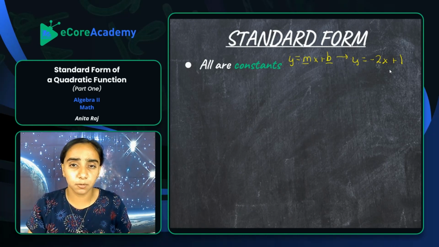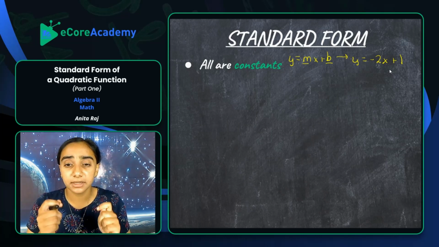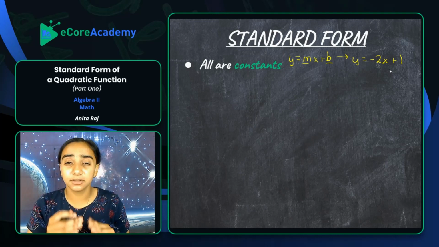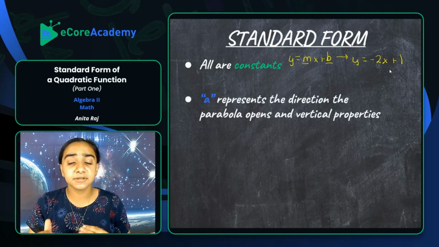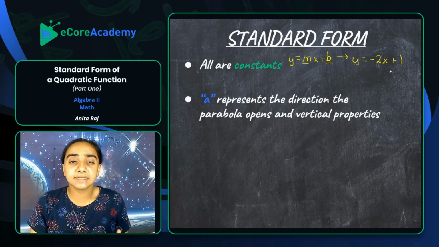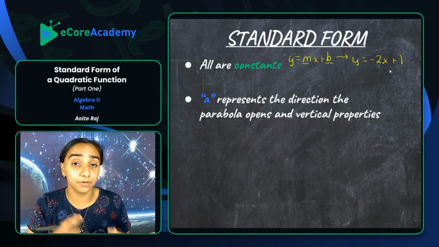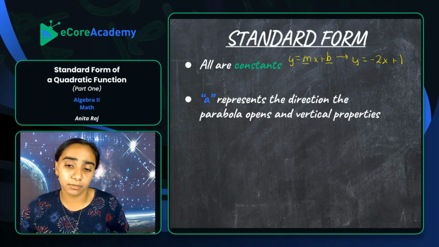However, negative 2 and 1 don't change. They're constants. Think of the word constant itself. Doesn't change. So those are what a, b, and c are. So a represents the direction the parabola opens and vertical properties. So it's exactly the same as in vertex form.